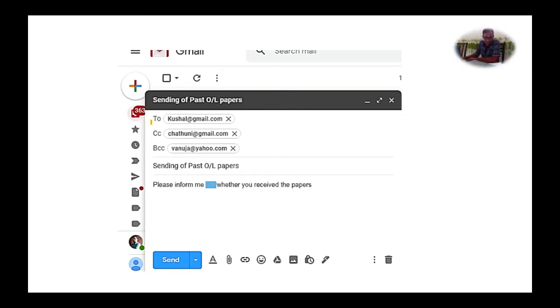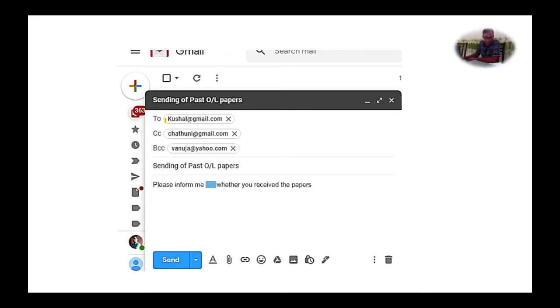When I want to send an email to a person, I write their email address here. Here it is mentioned as Kushal. So I need to send an email to all these three people: Kushal, Chatuni and Vanuja. CC means carbon copy. BCC means blind carbon copy. Here we have to remember that with these two, Kushal knows that Chatuni got the same email, and Chatuni knows that Kushal got the same email. And with BCC, Vanuja also knows that Chatuni and Kushal, both of them, got the same email.